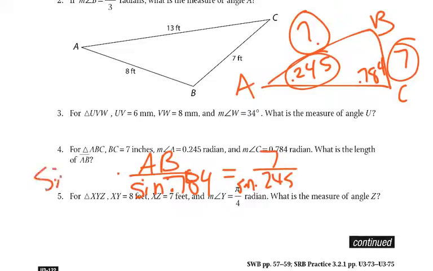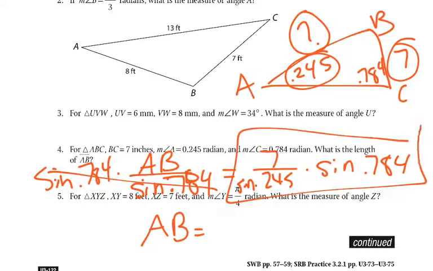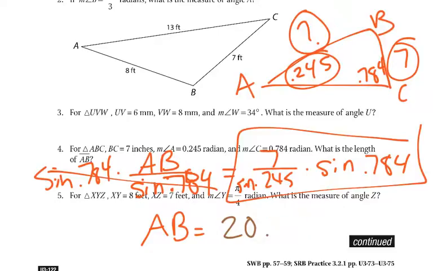So I times by the sine of 0.784 on both sides, leaving me with AB. So I'd go 7 divided by the sine of 0.245 times the sine of 0.784. Put this whole thing in my calculator, and it'll spit out my answer for me. And we get about 20.738. So about 20.74. I transposed that. I meant 378. So about 38 inches.